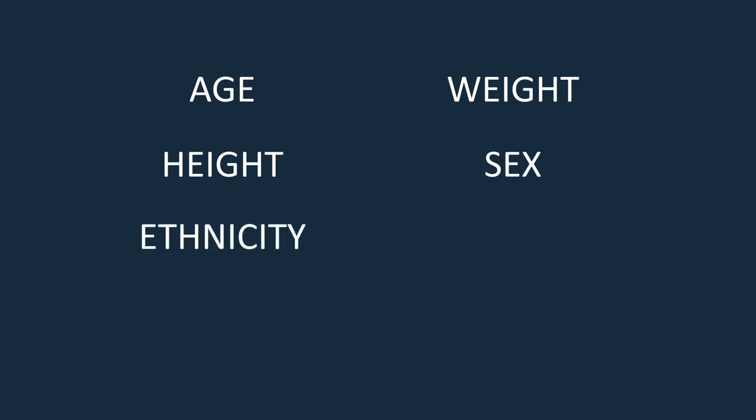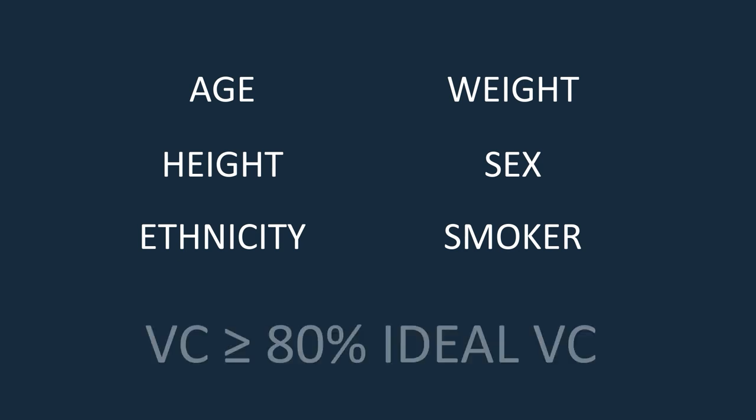It is affected by age, weight, height, sex, ethnicity, or if the patient is a smoker. Based on these characteristics, the computer program calculates the vital capacity for that specific patient, that is, his or her ideal vital capacity. If the spirometry result indicates a vital capacity equal to or greater than 80% of the ideal vital capacity, the result is physiological. Now let's see it with a real example.